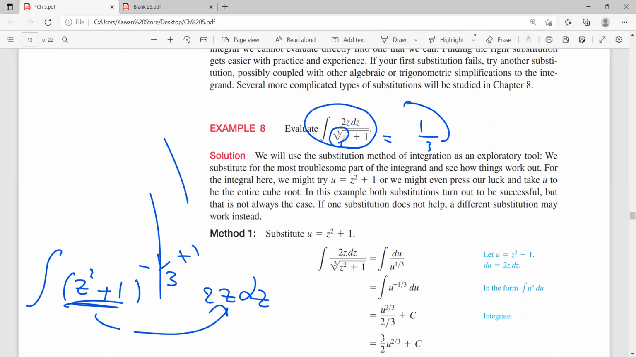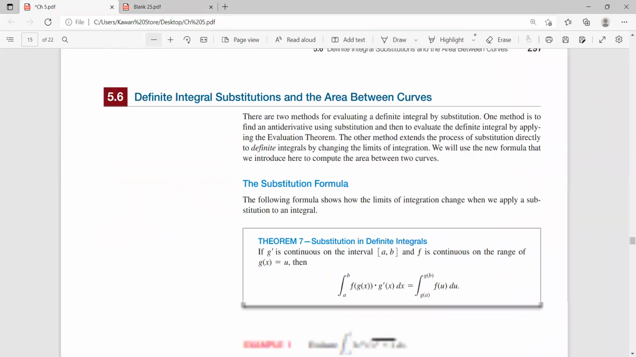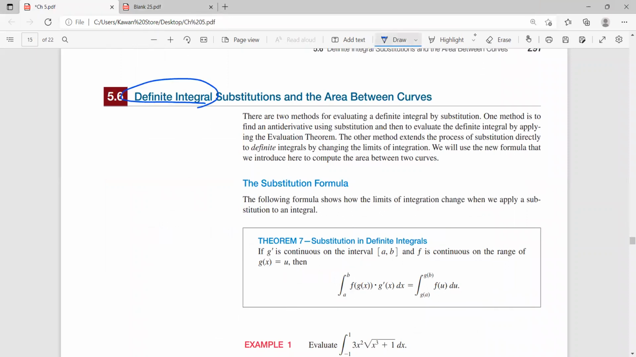Directly we are going to 5.6. Here we have definite integral, substitution, and the area between two curves or between curves. Curves means that we have two or more functions. Look at here, dear. A definite integral is like an indefinite integral, but we have a boundary. So for solving that one, how do we solve it as the previous one?